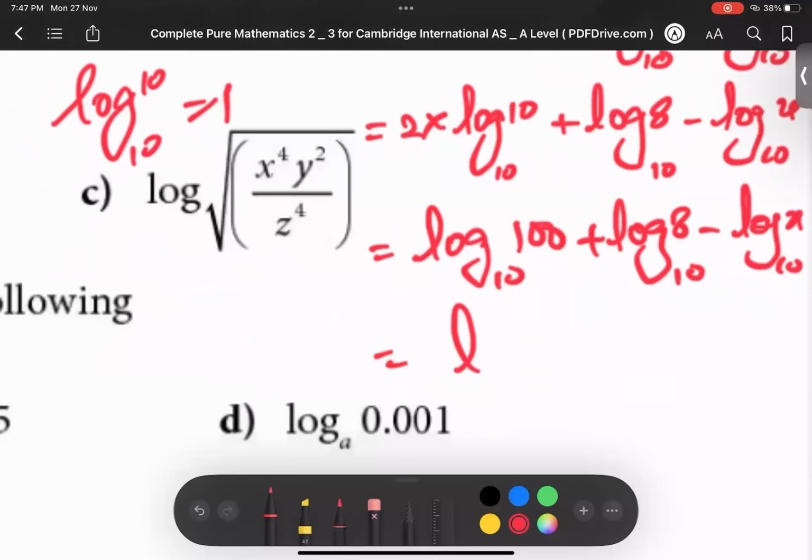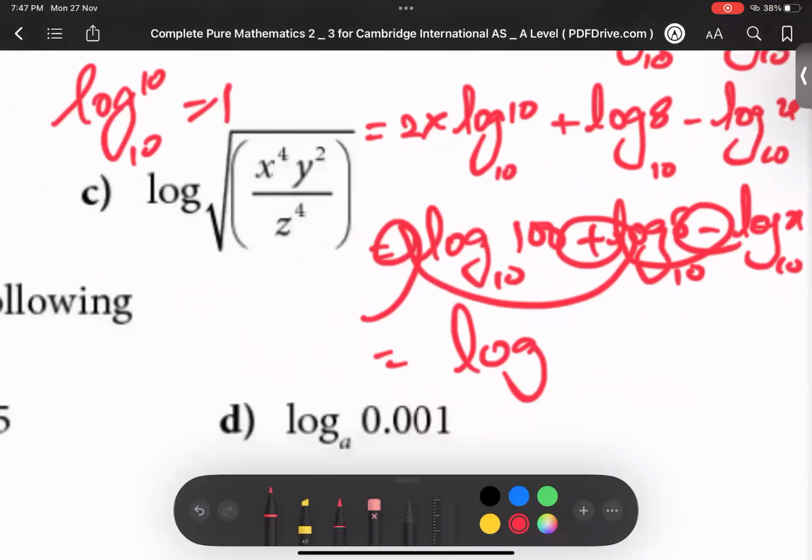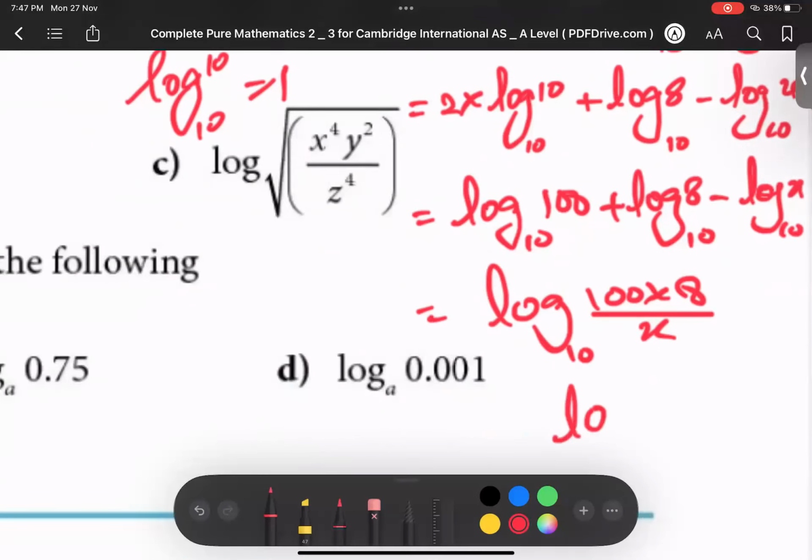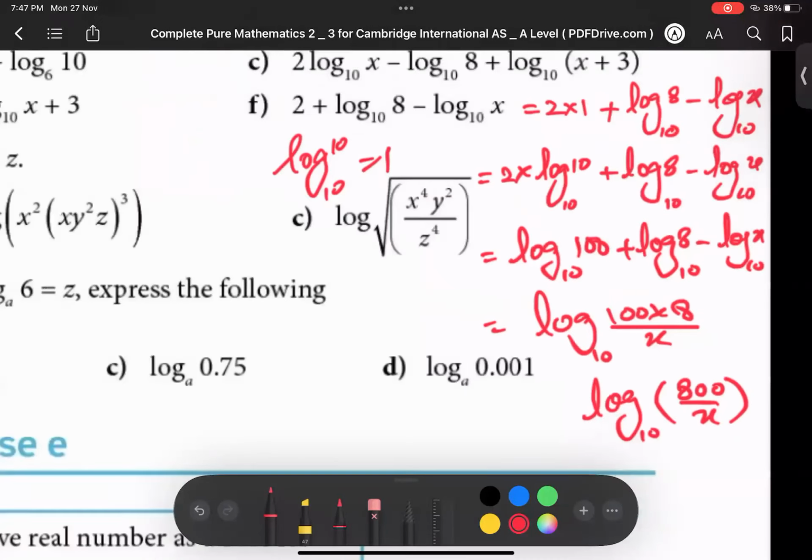Again, we want to make a single log. What is the sign here? Plus. What is the sign here? Plus. What is the sign here? Minus. And you know it very well: plus sign means multiply, so 8 and 100 will multiply, but this x will divide. So Alhamdulillah Rabbil Alameen, and what did I get finally? Finally, I got 800 by x. This is my single logarithm.